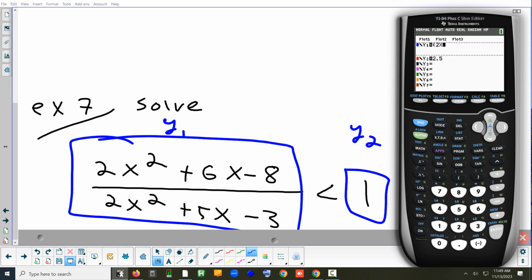In parentheses, 2x squared plus 6x minus 8, divided by 2x squared plus 5x minus 3. And what we're going to be looking for is where is this graph under the horizontal line that's 1. Okay, so where is that graph under the number 1? Okay, let's start with zoom 6, and then if we need to zoom out, we'll go from there.